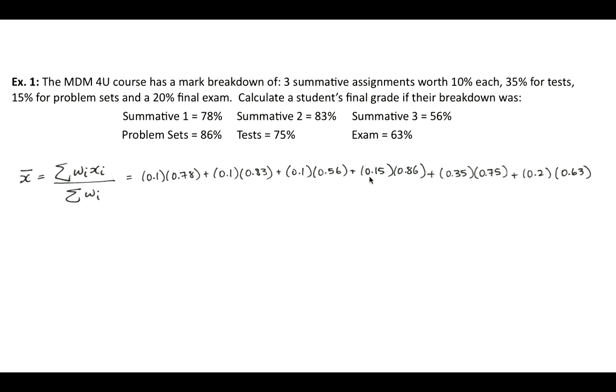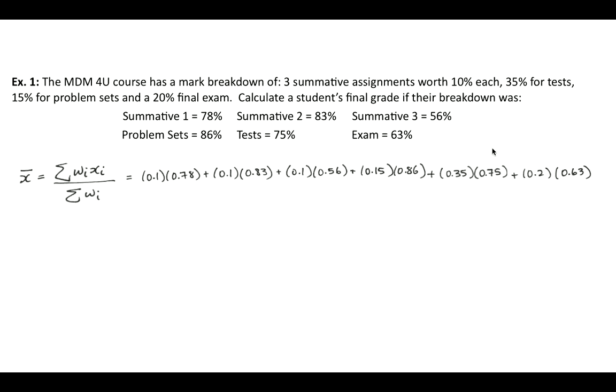Now we're on to problem sets. Problem sets had a total overall percentage of 15%, and this student happened to get 86% on their problem sets. Tests have a total weight of 35%, but this student got 75 on their tests. That's their X value for that. And now here is the exam. Exam had a weight of 20%, and this student's X value happened to be 63.